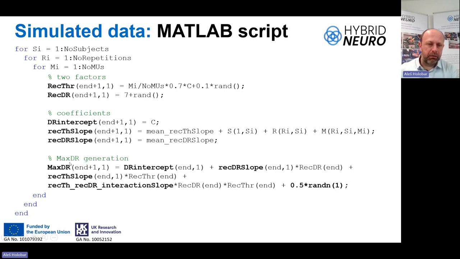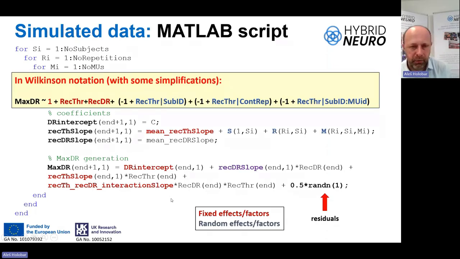And the final formula connecting everything, so the output variable, which is the maximum discharge rate, with this intercept and all these slopes that we will try to evaluate is listed here. So we colored these factors for you so that you will better read the formula and you will be able to play with it, right? So you have fixed effects or factors colored in red. You can have random effects or factors colored in blue here. You have the model residual here in black. So basically this is a random noise.